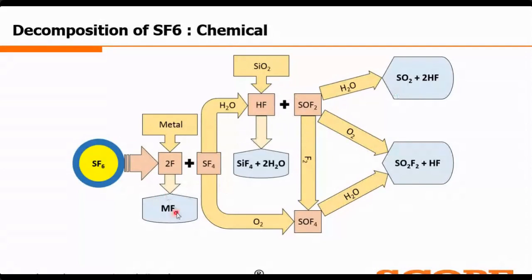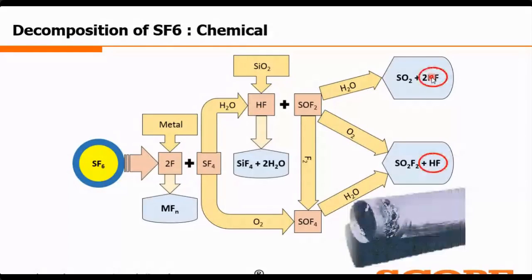First is the metallic fluoride, then again moisture and silicon tetrafluoride, and you can see SO2 and HF. This HF is very acidic in nature, and because of that we can observe corrosion in the metal, because HF has very, very high acidity.